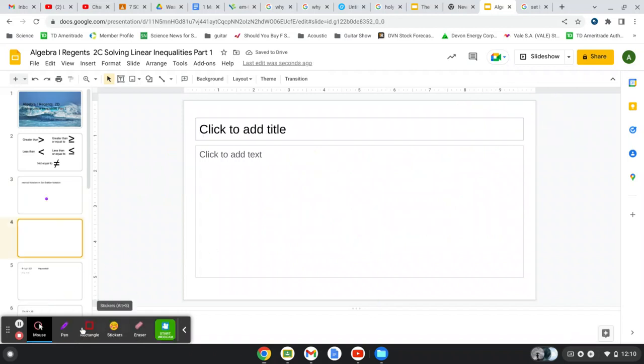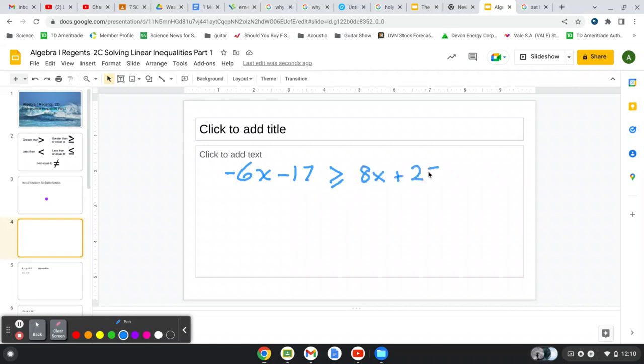All right, let's get the pen going here. Why not? Let's use blue. And let's say I gave you -6x minus 17 is greater than or equal to 8x plus 25. Why not? See if you can solve that problem. And again, remember these inequalities. Sometimes you see them like this, like I'm writing. Sometimes you see it like this. And very rarely you can see it with the line on top.